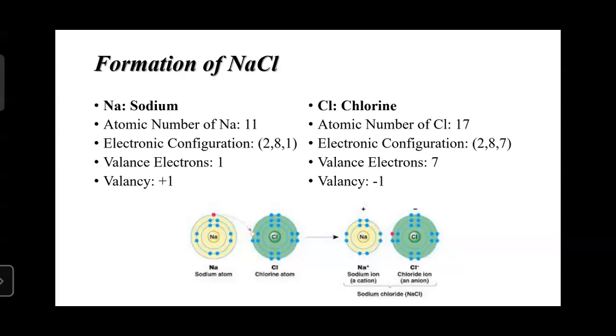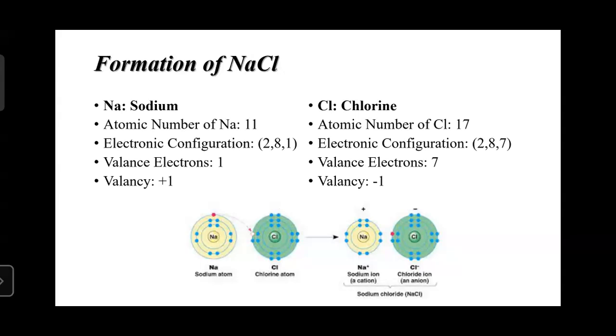Now, when sodium donates 1 electron, chlorine accepts that 1 electron. Sodium donates one electron because it is easy to donate, to have 8 electrons in the outermost orbit and complete its octet. Chlorine takes one electron to complete its outermost orbit with 8 electrons according to the octet rule.